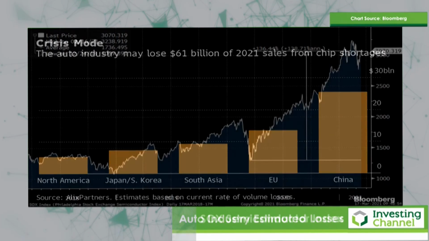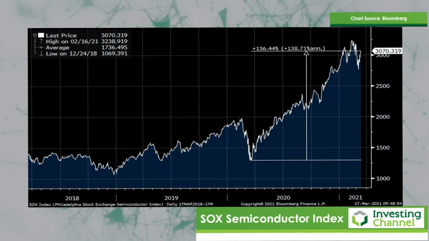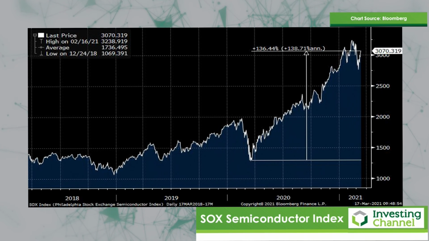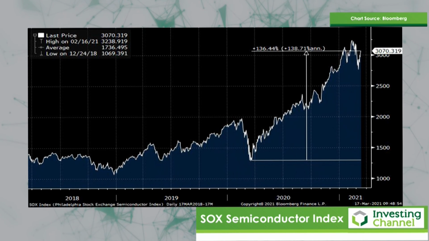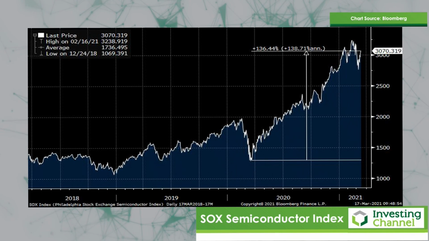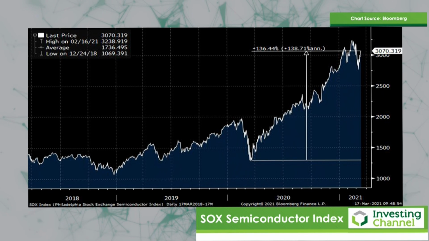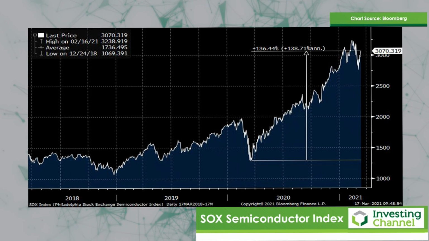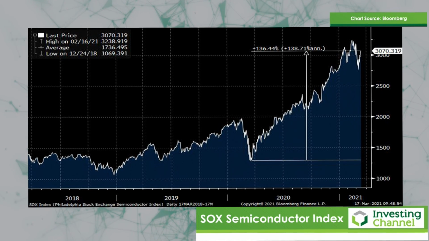Finally, my final chart is the SOX Semiconductor Index, underlining that this has risen 137%, as opposed to 78% for the S&P 500, and benefiting clearly the big semiconductor makers.